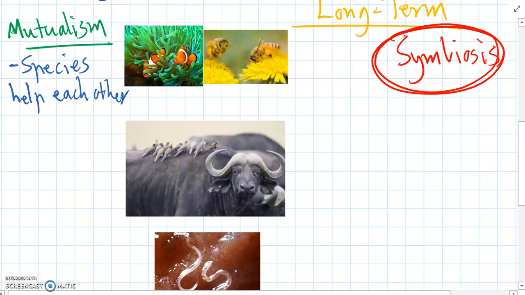Here's two examples of mutualism. When bees pollinate flowers, they get to eat the pollen and the nectar, and the flowers benefit as well because they get pollinated and that lets them reproduce. And clownfish can also hide in sea anemones, which gives them protection from predators, and the sea anemone gets cleaned because the clownfish eat the algae off the sea anemone. So mutualisms, both species benefit. Two positives.